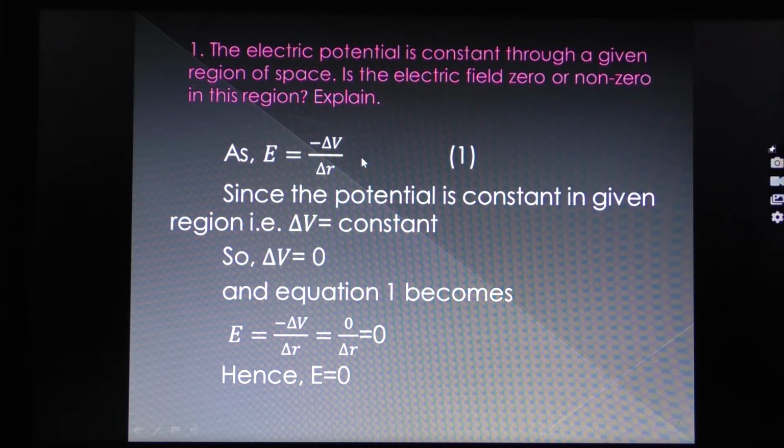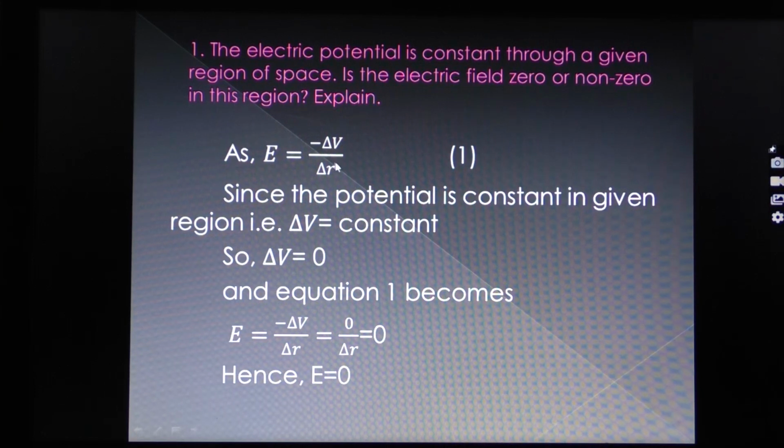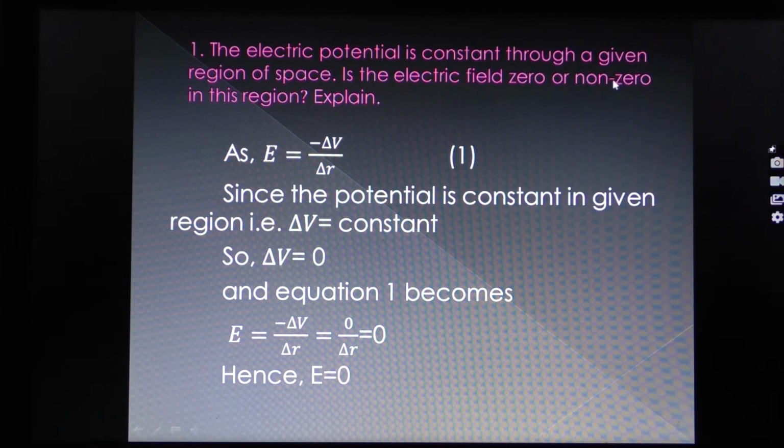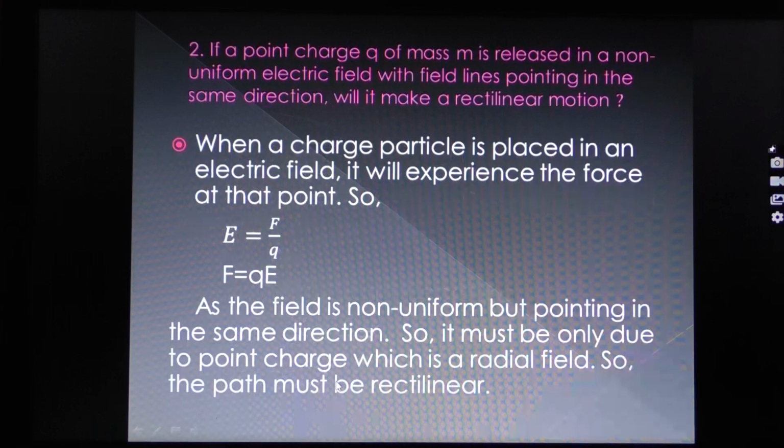But we notice one thing, that here in this question, what is given is that electric potential is constant. What does it mean? There is no change. Delta V is equal to 0. By putting delta V is equal to 0 in equation number 1, what comes? 0 over delta R makes the fraction equal to 0. Hence, what would be E? Is it 0 or non-zero? Definitely it would be 0.